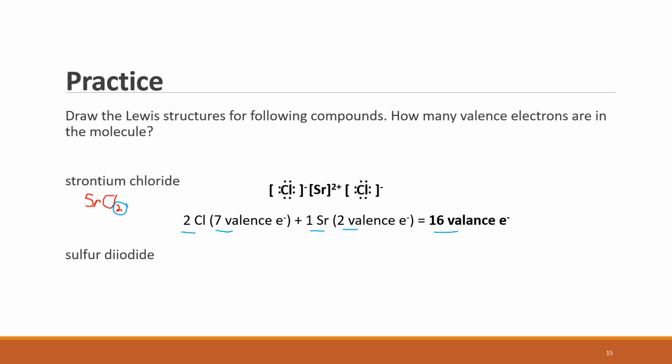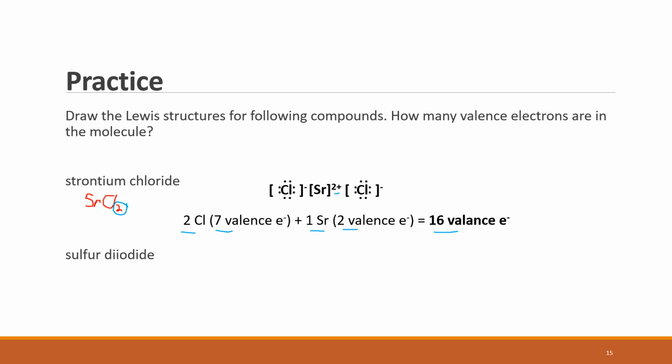Now for strontium, we put that in brackets as well with a +2 charge on the outside of the brackets. Notice there are no electrons or no dots around strontium because it gave those electrons away to each of the chlorine atoms. So this would be the correct representation of the Lewis structure for strontium chloride.